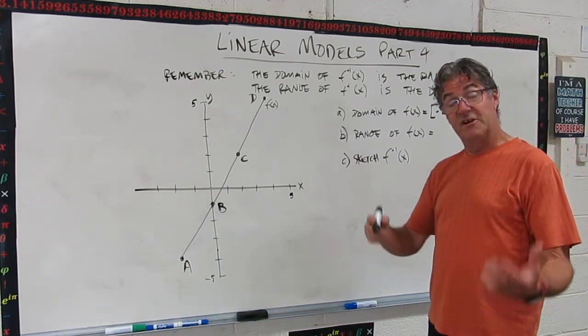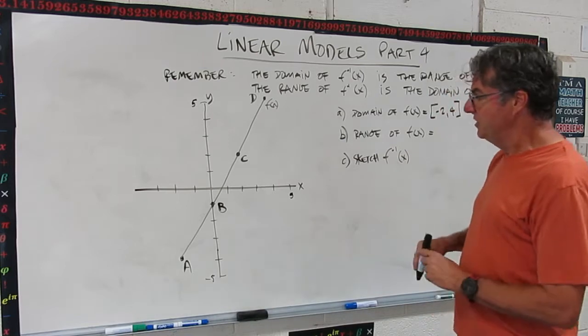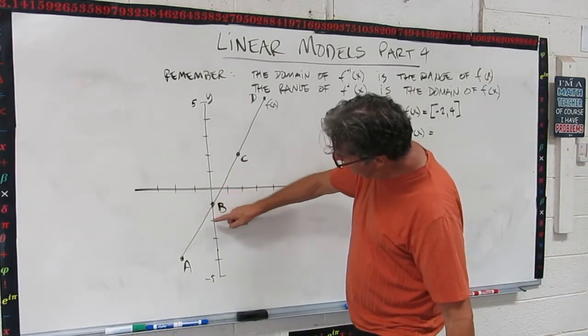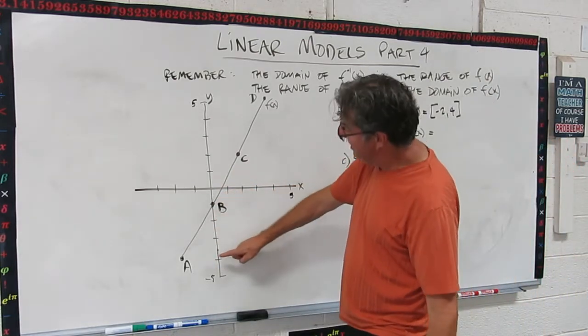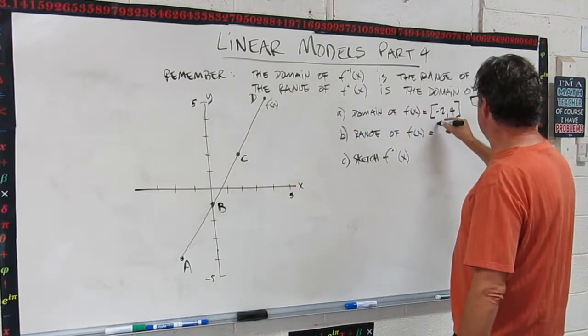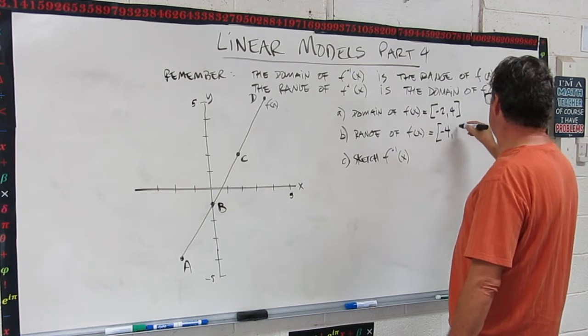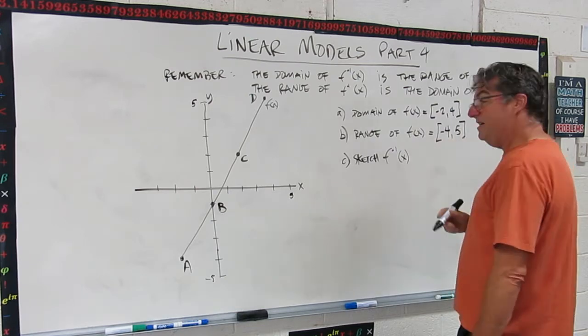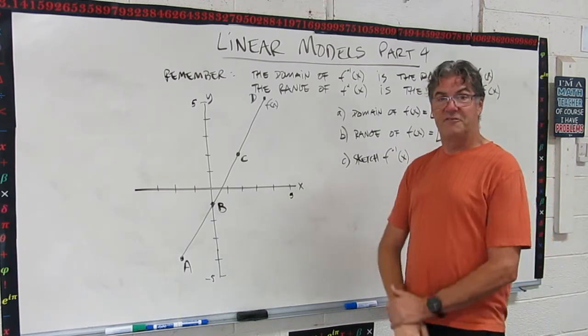So if you remember, the range is the y values. So now let's take a look. We go from 1, 2, 3, 4 negative, all the way up to 5 positive. So the range would be [-4, 5]. Okay? So that's the range of f of x.